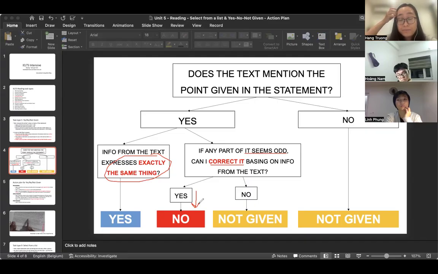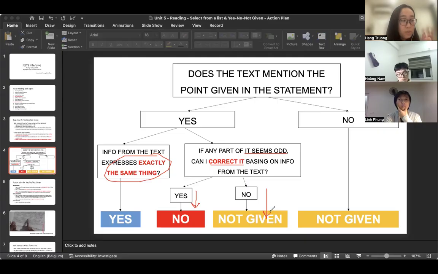Còn nếu mà sao nhỉ? It seems strange, it seems not correct, but we cannot find the exact evidence to turn it into a correct statement, then it is not given. Ok. Lý thuyết là như thế, còn đến lúc vào thực hành thì mọi người sẽ hiểu rõ hơn.